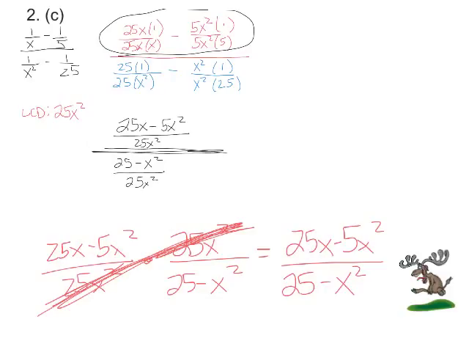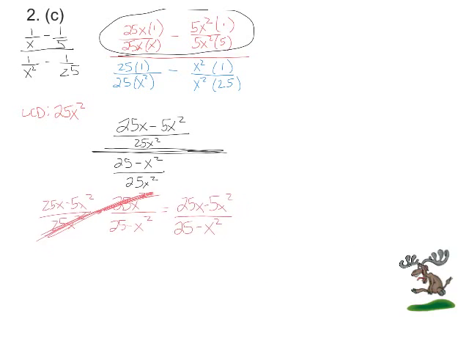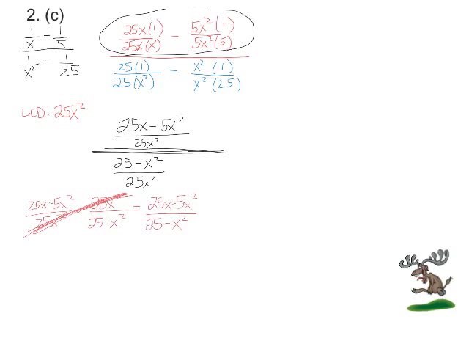And we're still not completely done yet, because now what we have is a rational function where we can probably cancel terms out of the top and bottom. So we're going to need to factor the numerator and factor the denominator. So the numerator factors to 5x times 5 minus x. Let's check that out real quick. 5x times 5 is 25x, and 5x times x is 5x squared.